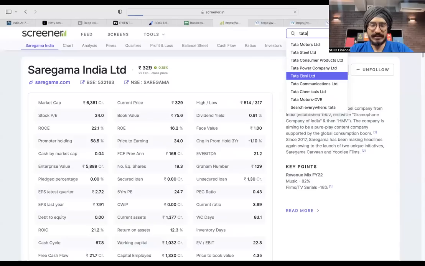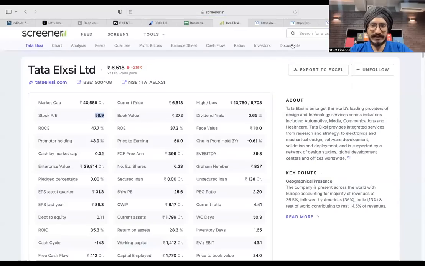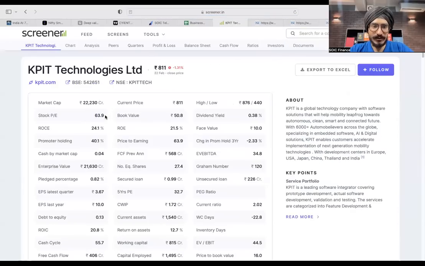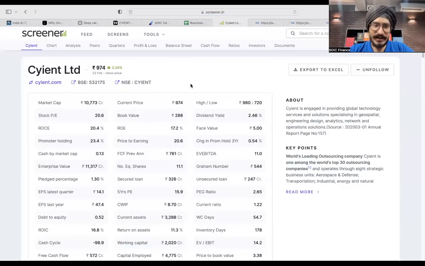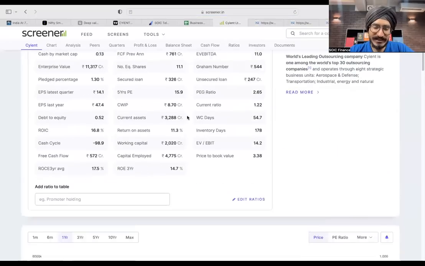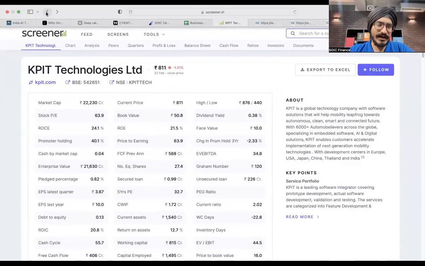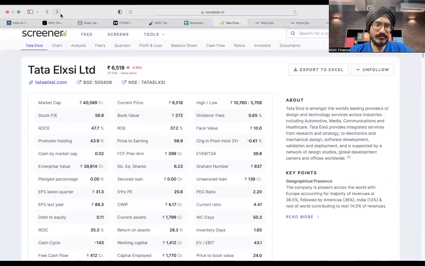Just keep noticing the PE multiples. क्या PE multiple पे आज 57. दूसरी हम लेते हैं LTTS, PE multiple 35. तीसरी हम लेते हैं KPIT. What is the PE multiple today? 64 times. फिर हम आते हैं Scient पे, which is the last ER&D company. What's the PE multiple today? 20.6 times, right? Why is Scient at 20.6 times? Why are others at 64, 35 or 57 times?